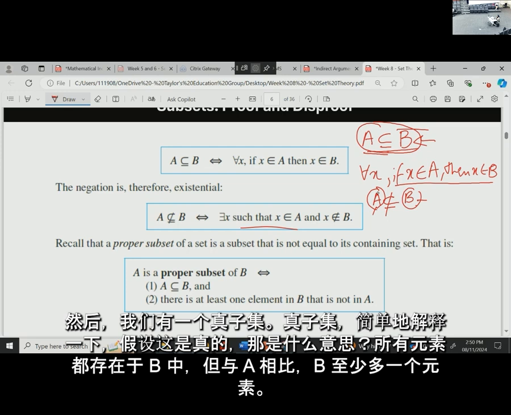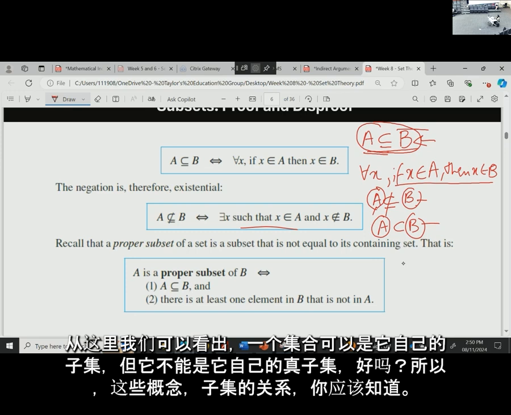Then we have a proper subset. To explain it in simple terms, if this is true, what does it mean? All of the elements of A are present in B, but B has at least one more element as compared to A. And from here we can tell that a set can be a subset of itself, but it cannot be a proper subset of itself.